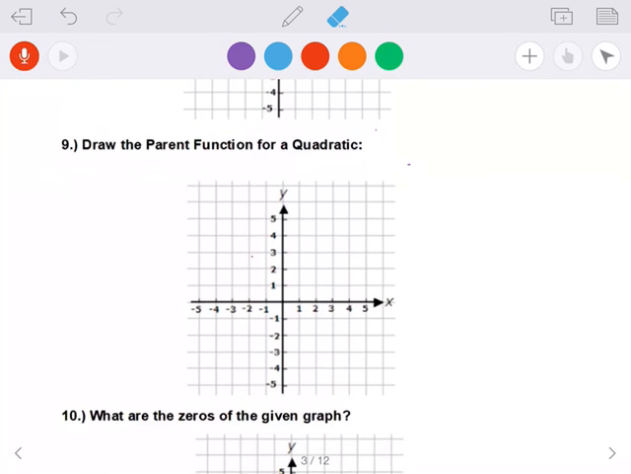For number 8, it says draw the parent function for a quadratic. Quadratic is a polynomial. So quadratic, the idea is just that a quadratic is a parabola, a U-shape.